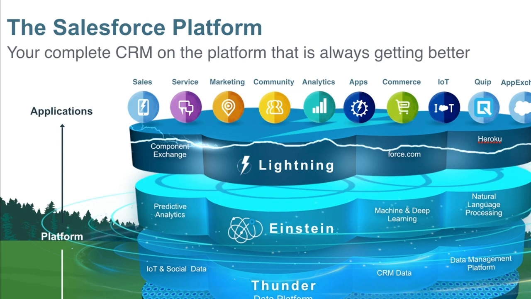When talking about the Salesforce platform, we are saying that day by day CRM is getting better, or it is enhanced with the help of the Salesforce platform, because we have the component exchange, which is a feature of the Salesforce platform. Predictive analysis, as I already told, we are doing all the forecasting. So predictive analysis, machine learning, deep learning, natural language processing, all are interrelated with the Salesforce platform to provide a better CRM. IoT and social data, the Thunder data platform. These are examples, the Lightning and Thunder data platforms. Now we have different CRM data. The data management platforms are interrelated. So all these things help us provide a better Salesforce platform.